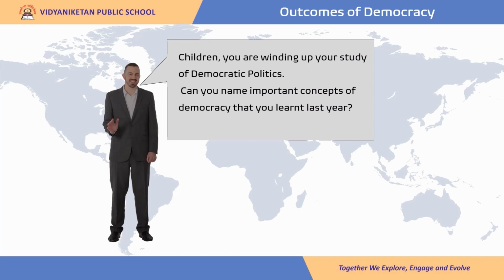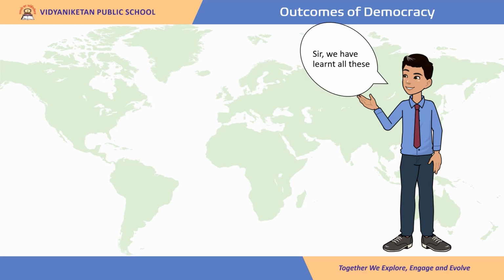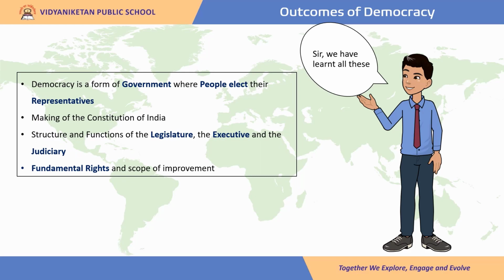Children, you are winding up your study of democratic politics. Can you name important concepts of democracy that you learned last year? Sir, we have learnt all these last year. Democracy is a form of government, where people elect their representatives. We have learnt making of the Constitution of India. Then, we learnt structure and functions of the legislature, the executive and the judiciary. We also have learnt fundamental rights and scope of improvement.